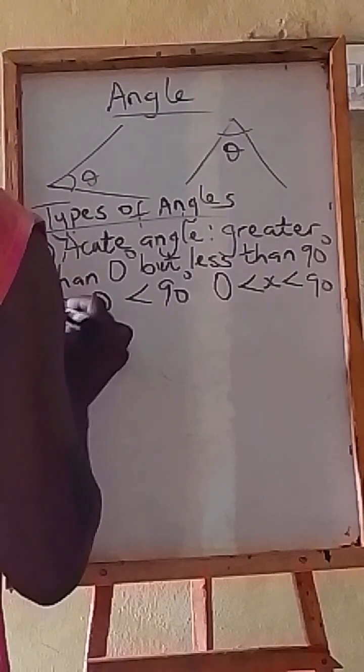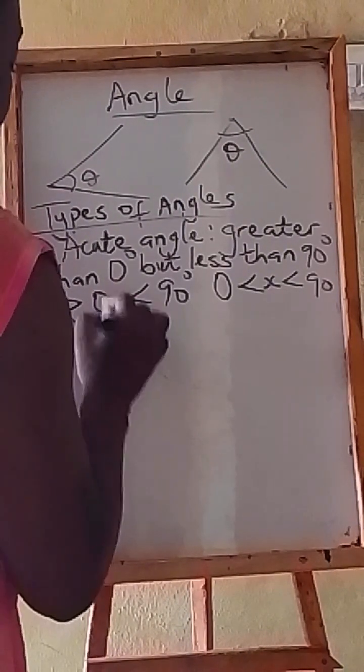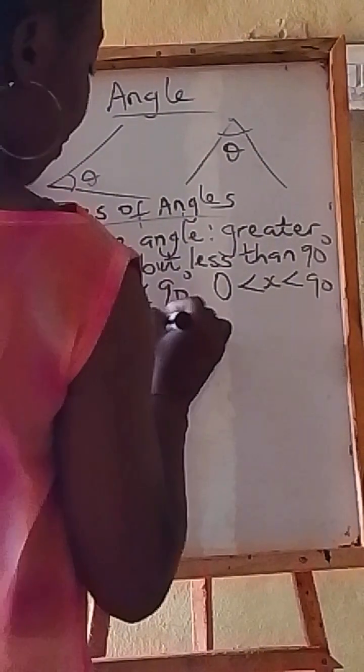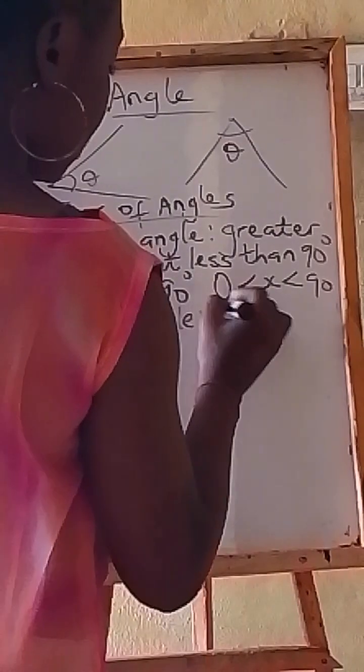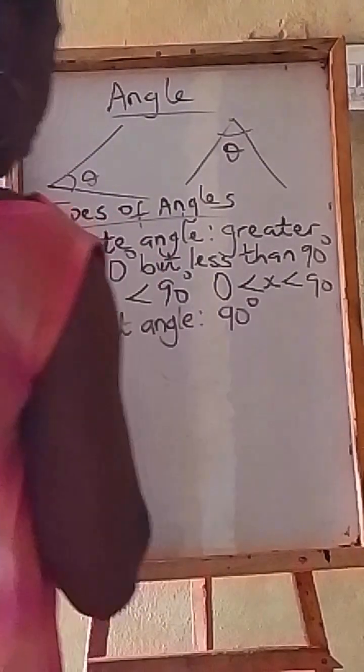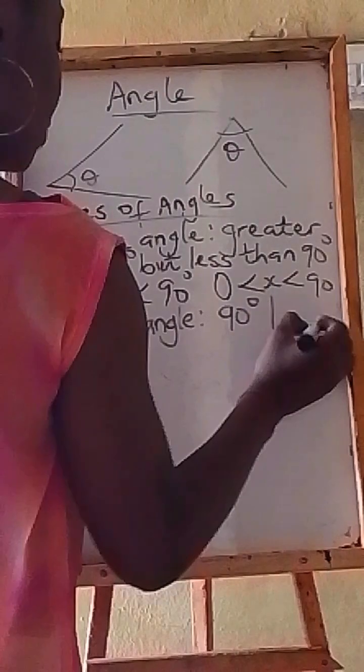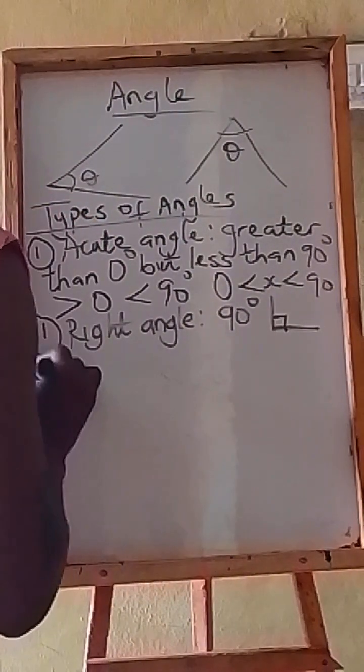Two, we have a right angle. A right angle is always 90. The angle is always 90. Something like this is always 90.